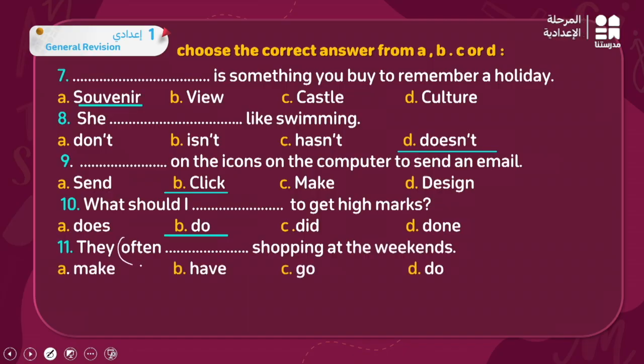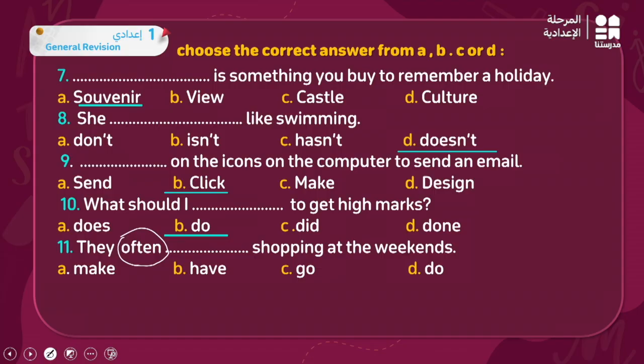They often, and I have often here. Often is a key word for the present simple tense. We have key words that tell us this is present simple tense, mainly 5 words: often, usually, always, never, sometimes. When I find any of these, it means I have to use the present simple tense, adding s with the verb if I have a singular subject, or leaving it in infinitive form if I have a plural subject. Okay, so they often space shopping at the weekends. Of course, it's go shopping.